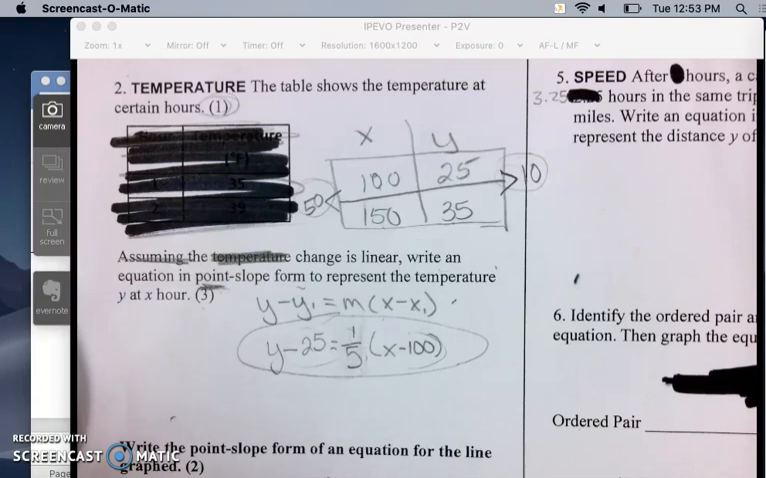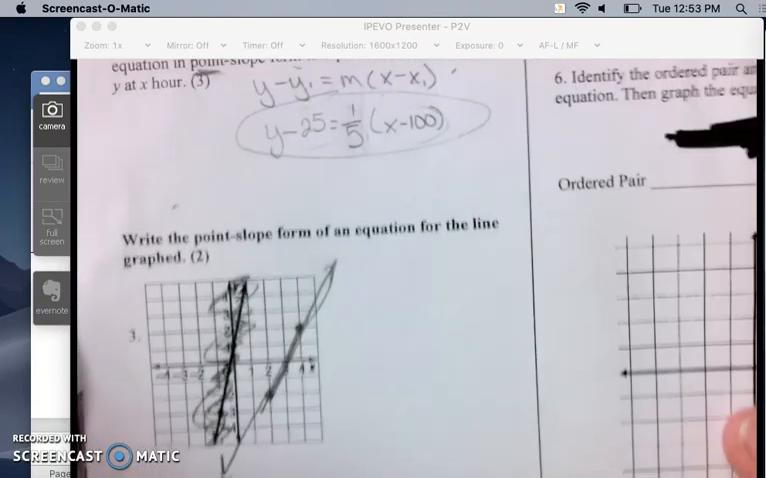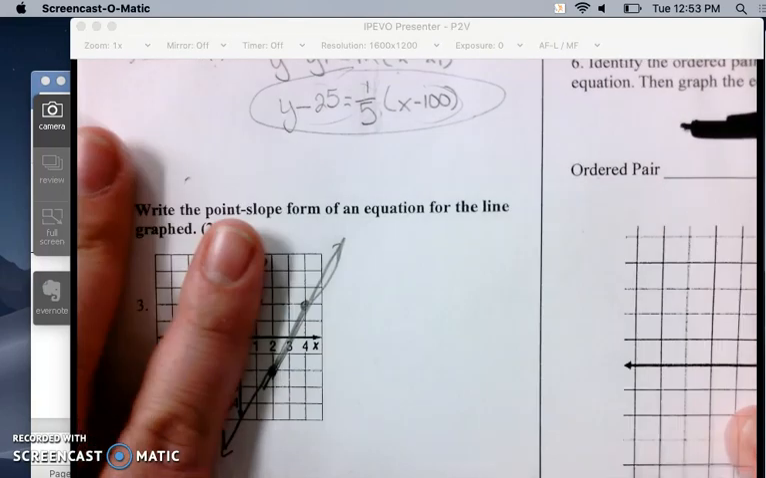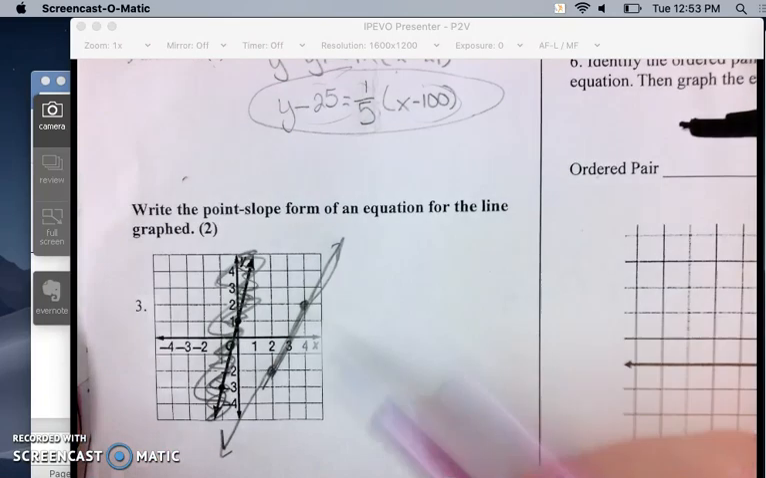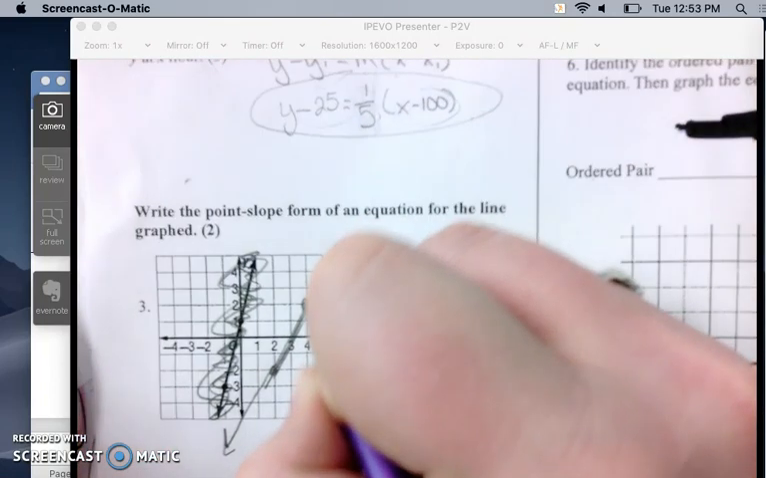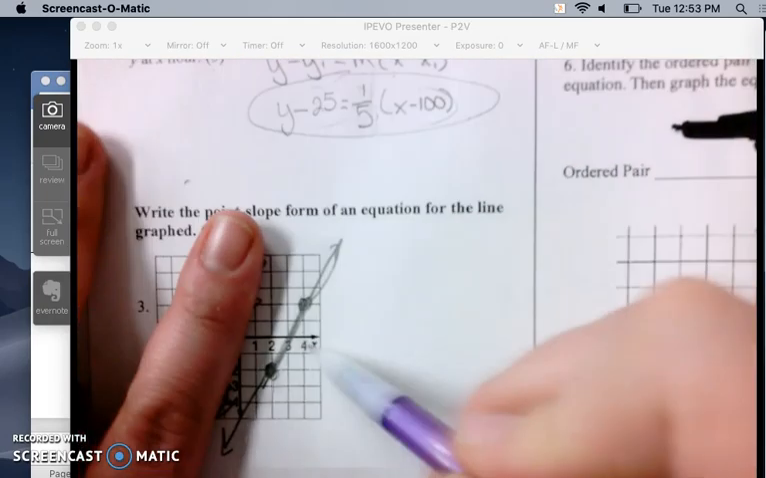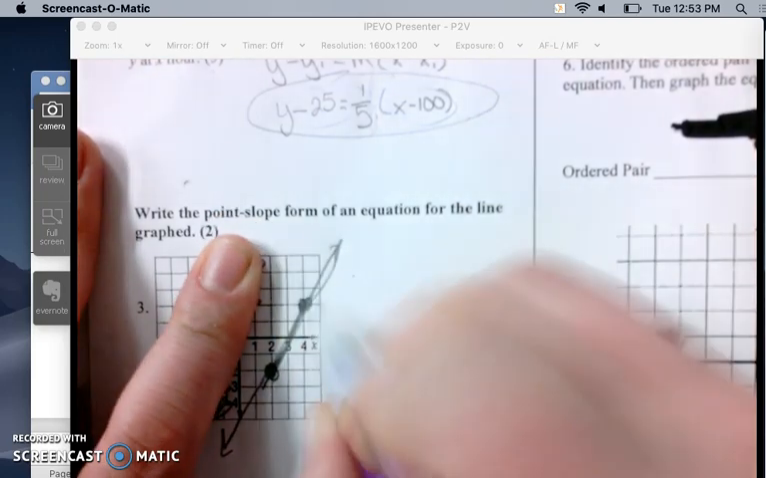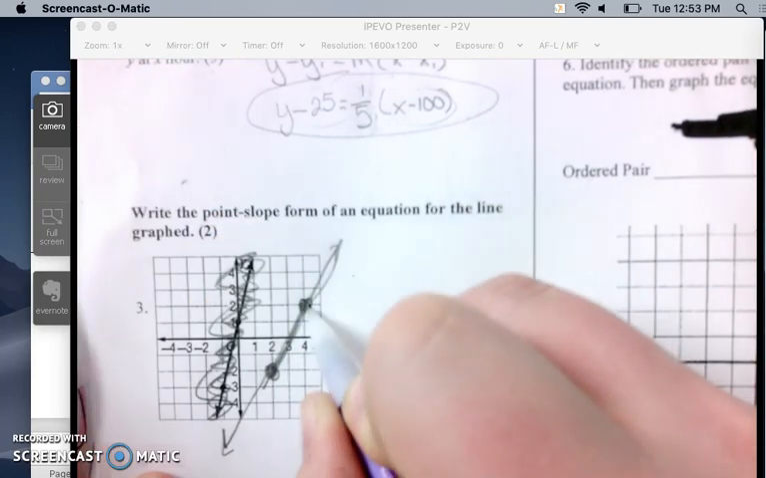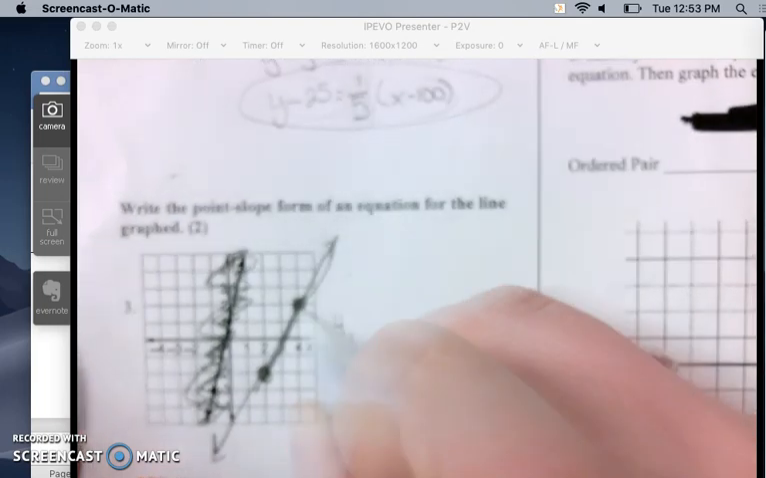Okay, the next is write the point slope form of an equation for the line of this graphed line. So this one is going to be my graphed line. So here you can choose either point. You're going to have 2 points. They're going to be distinguished, a little darker, and you're going to write the point slope form of this equation. So choose either one. So up here I'm going to look at this point and I see it's 4 and then 2.